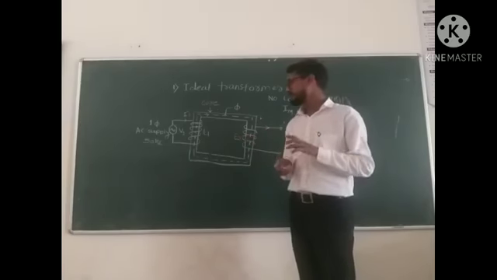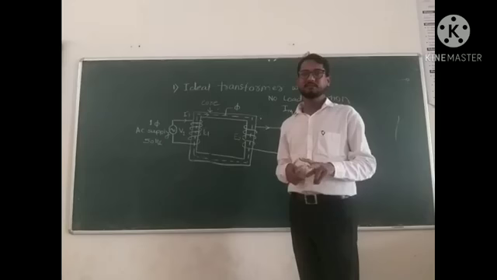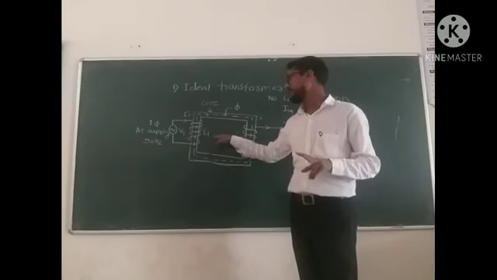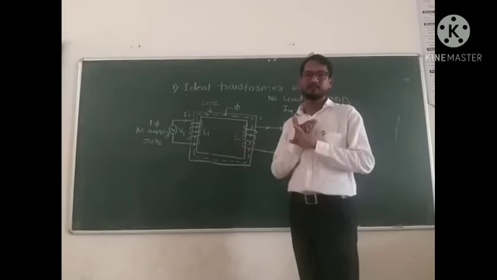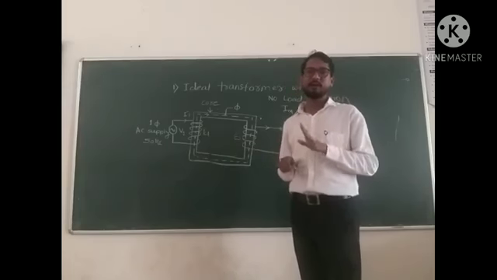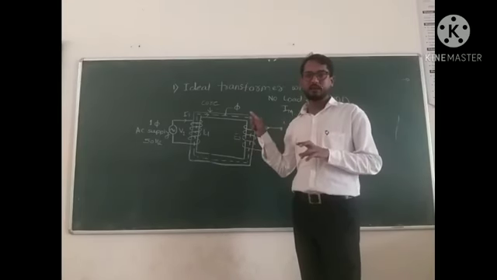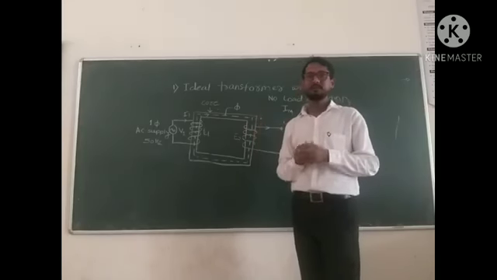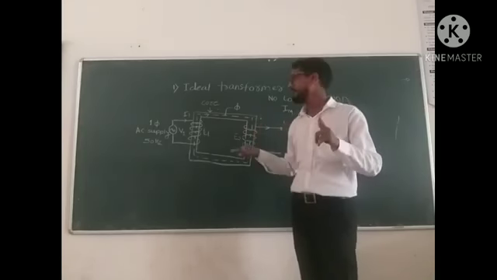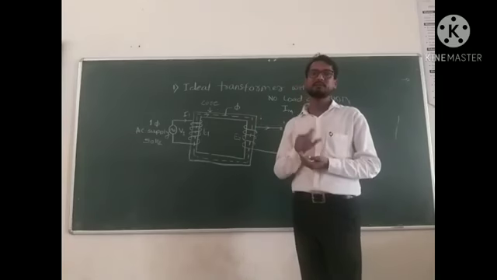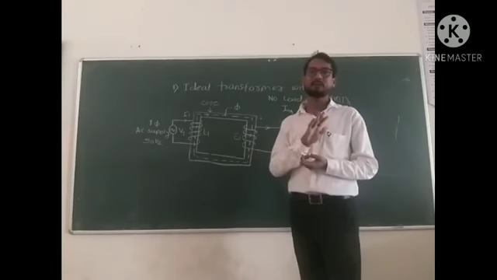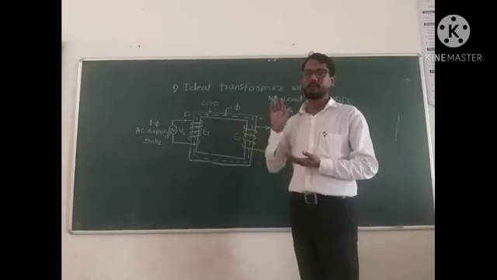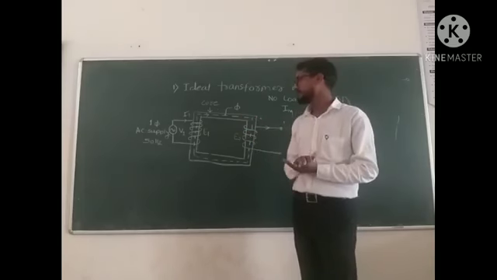So the resistance of the primary as well as the secondary winding is 0 in the case of an ideal transformer. But this does not happen in the case of a practical transformer. This happens only in an ideal transformer, because there are no electrical losses or electrical drop present in the ideal type of transformer.